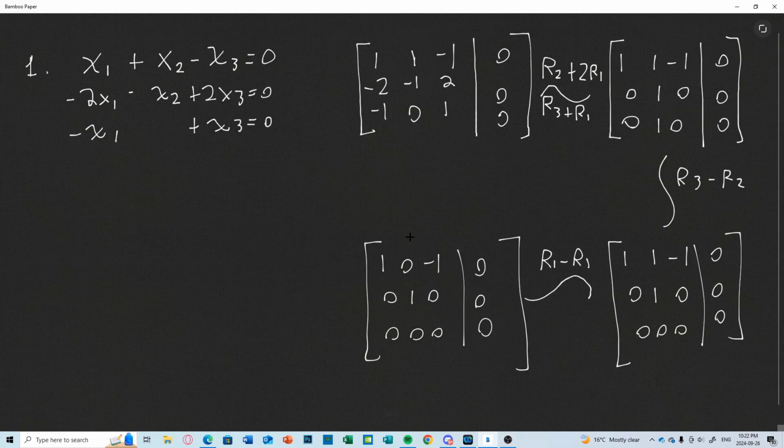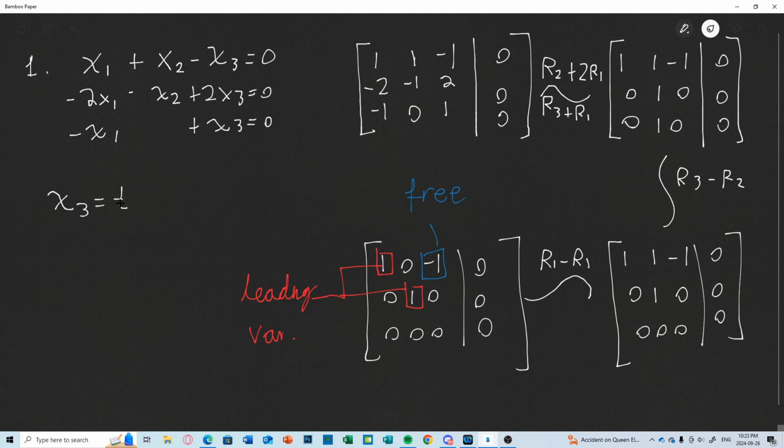Now, as we look here, what we can see is that our x3 is going to become a free variable, because these two, which I'll put in red, are our leading variables. Right there, those are our leading variables. Meaning that this negative 1 column is going to be our free variable, which equates to our x3. Since our x3 is free, that means we can set it to anything. So we're going to set x3 equal to t.